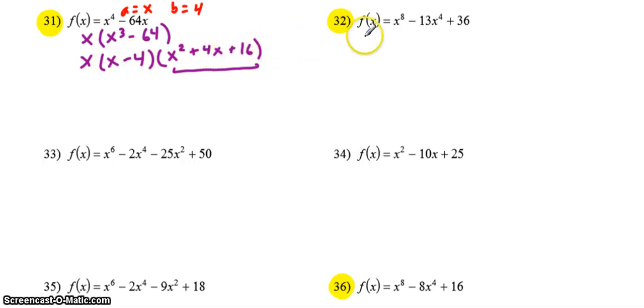Let's take a look at 32. 32, I've got 3 terms, x to the 8th minus 13x to the 4th plus 36. So this looks quadratic-like, which means that I can almost pretend this is x squared, and this right here is just x.